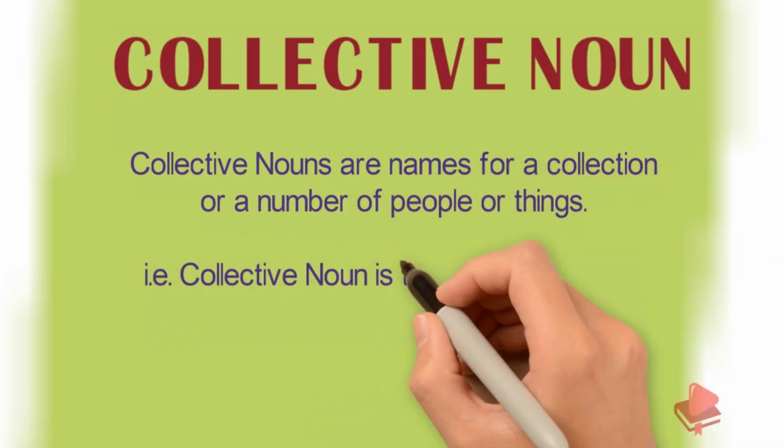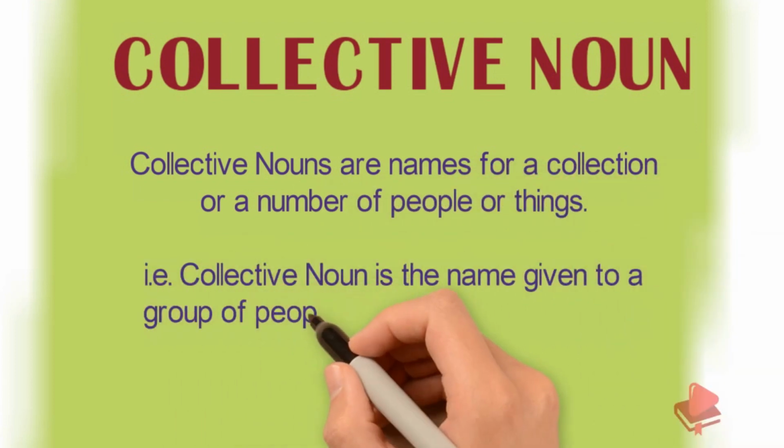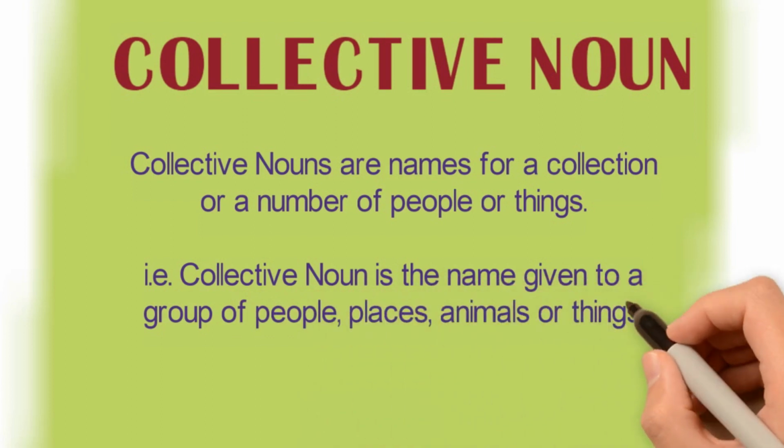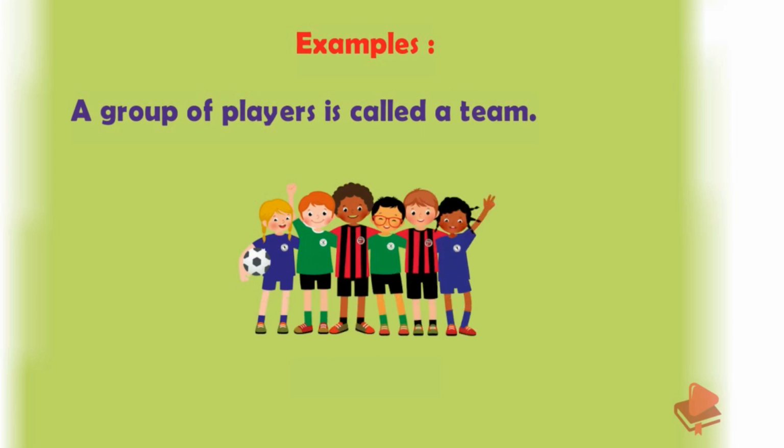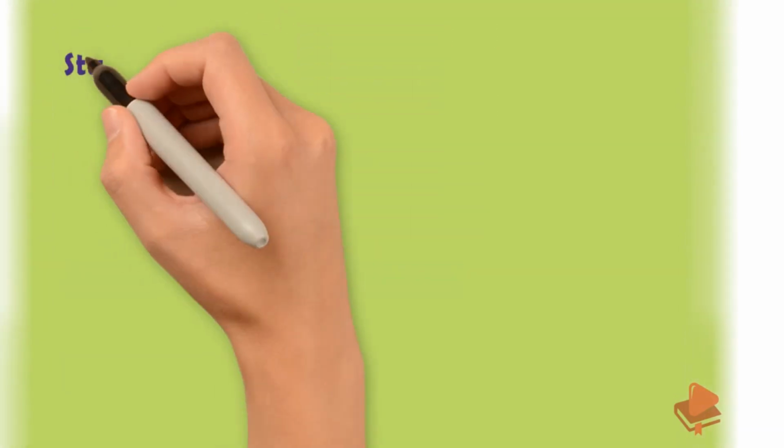That is, it is the name given to a group of people, places, animals or things. For example, a group of players is called a team. So here, team is a collective noun, as in football team or a cricket team. So the word team stands for collective noun. Let's see a few more examples.